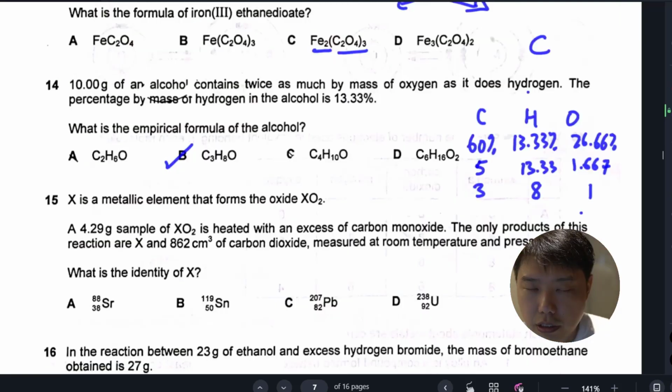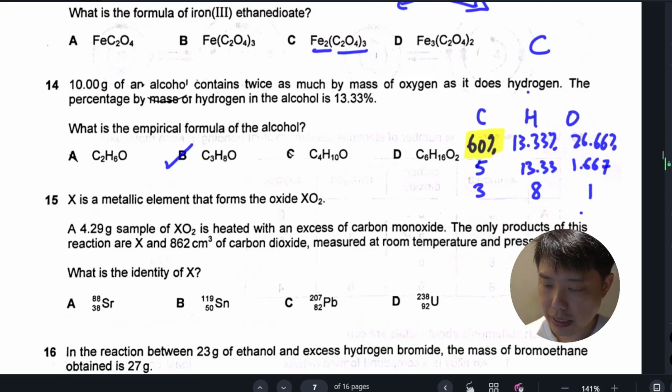Alright, everybody, let's look at question 14. Question 14, we have 10 grams of alcohol containing twice as much oxygen as it does hydrogen. Percentage by mass of hydrogen is 13.33%. What's the empirical formula? Okay, so this is the normal table that we do. So we get all the percentages by mass. The way that I get carbon is I just add up the percentage of hydrogen and oxygen, which is twice that of hydrogen. Just add them up.